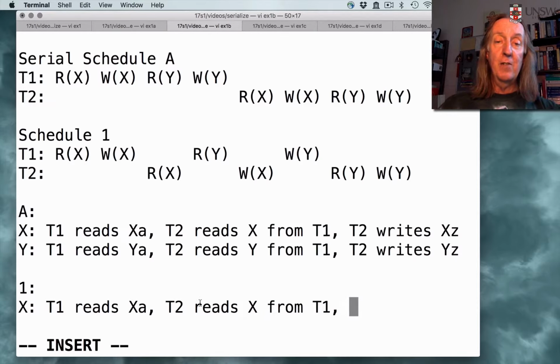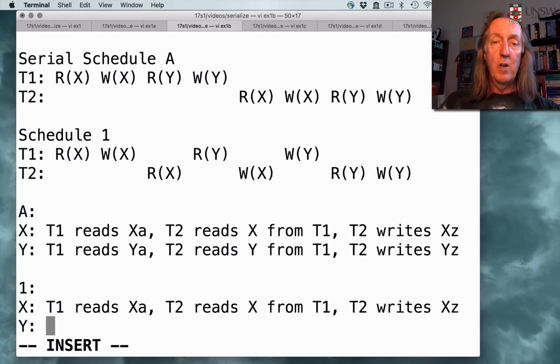And who writes the final value of X? Well, if you look along the timeline, the final write of X is there. So T2 writes the final value of X. Okay, so far so good.